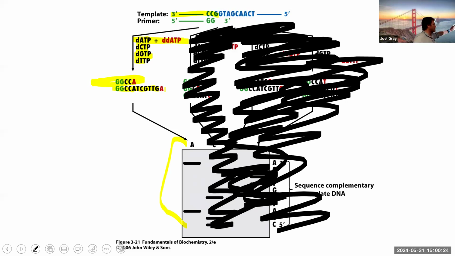So when we look at a gel like this at the bottom with our A reaction where we see 2 bands, which is what we see right here, what does that tell us about how many T's are in our template? If we see 2 bands, that means there were 2 products produced, right? So how many T's are in our template?